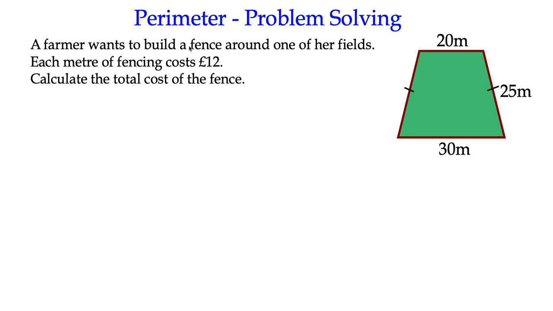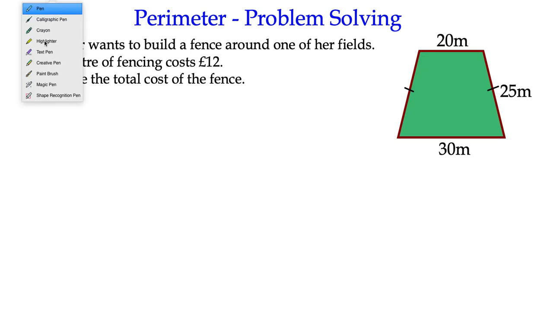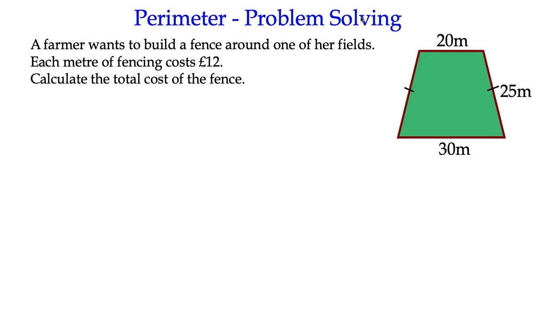The farmer wants to build a fence all around one of the fields. In other words, the fence is going to look like this. There's going to be a fence along here. It's going to be a fence down here. There's going to be a fence along here. And there's going to be a fence just as well. So I've got 4 sides, and that means I'm going to have to work out the perimeter.